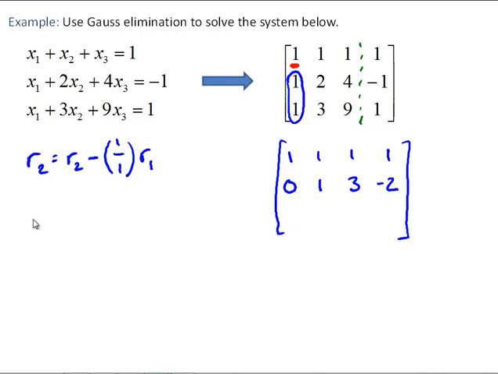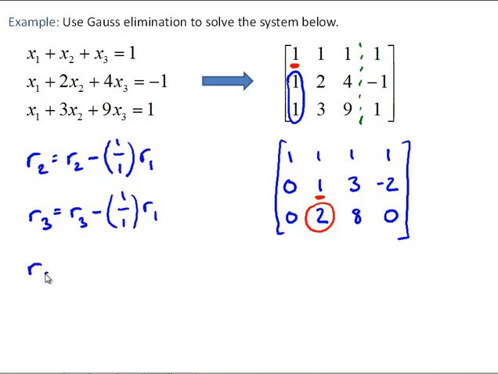And then we can do the third row. Row 3 is going to be equal to row 3 minus, again, the first element in row 3 is a 1 also, so 1 over 1 times row 1, and we get, again, a 0. And then 3 minus 1 times 1 is 2, and 9 minus 1 times 1 is 8, and 1 minus 1 times 1 is 0. So now we're ready to move to the next pivot element and eliminate that 2 right there. So we'll do that. Row 3 is equal to row 3 minus 2 over 1 times row 2.